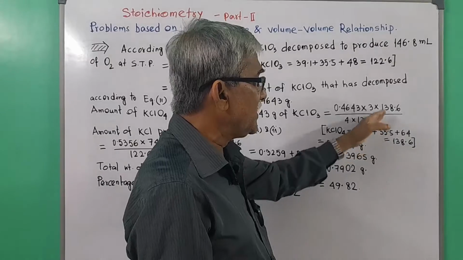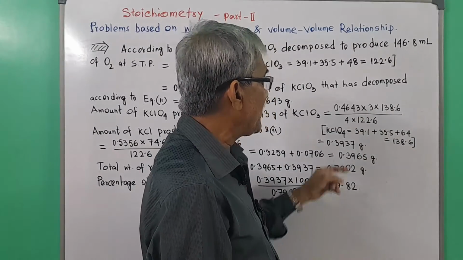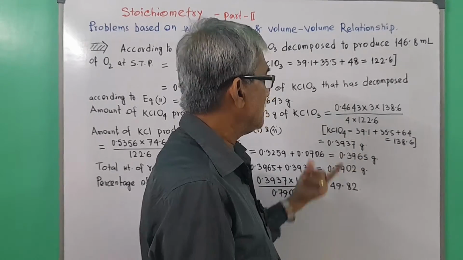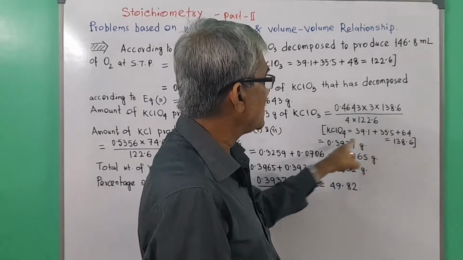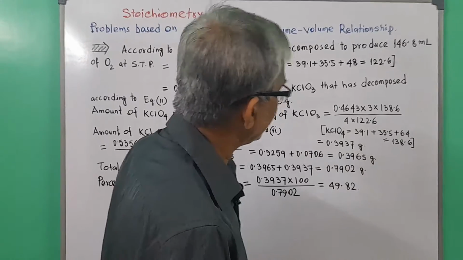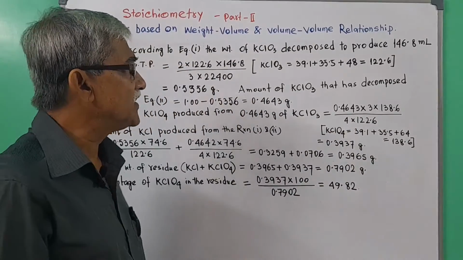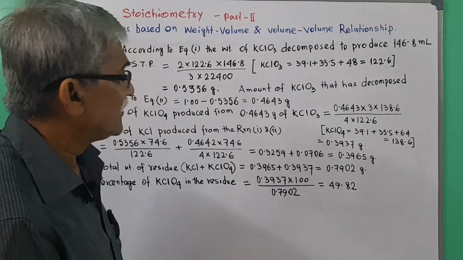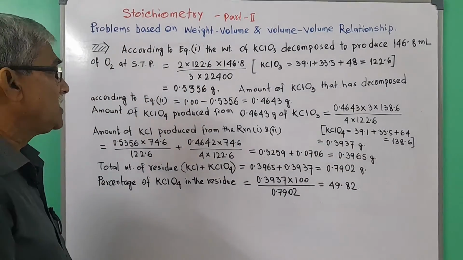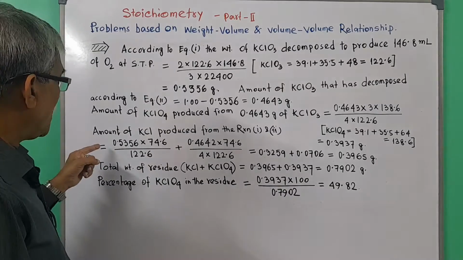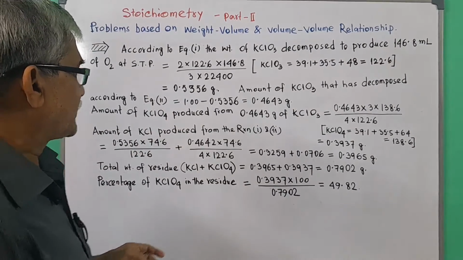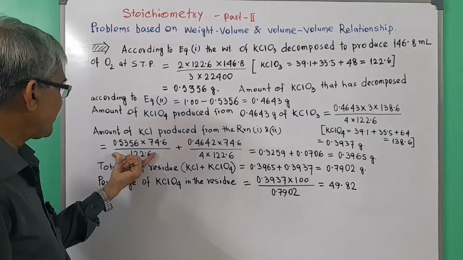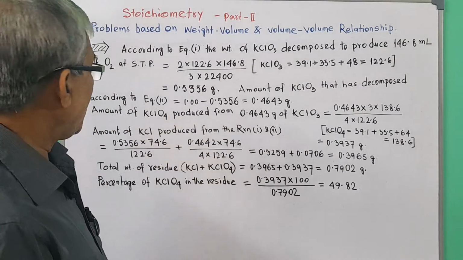Now, the amount of KClO4 produced from this KClO3 is, once again, a simple calculation: 0.4643 into 3 into 138.6 upon 4 into 122.6. Now, what is this 138.6? This is the molecular mass of KClO4. Just add it: 39.1 plus 35.5, and for 4 oxygen it is 64, which sums up to 138.6.